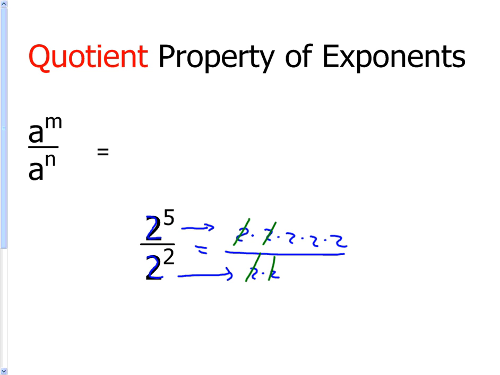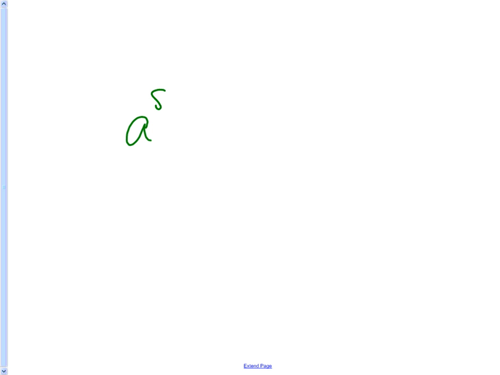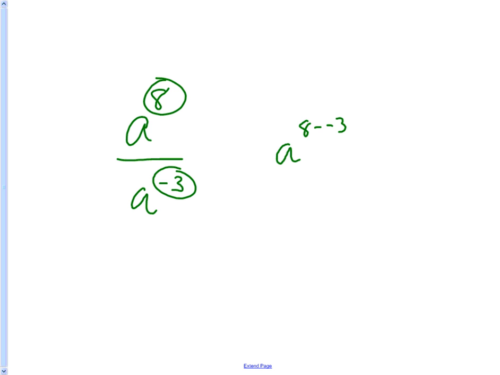2 times 2 times 2, which is 2 to the third. And yes, that does mean you just subtract these two. All right, even when it gets weird like this, a to the 8th over a to the negative third, you subtract them. You don't go 8 minus 3 makes 5. You go 8 minus negative 3. See what I'm saying? This minus that. So final answer for this one would be a to the 8 minus negative 3, which means that's the same as 8 plus 3, so it's a to the 11th.